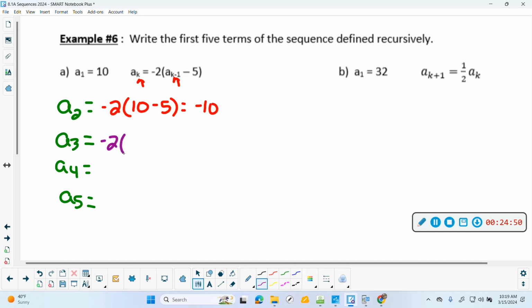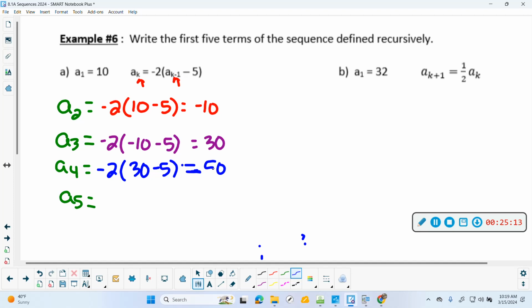Last term minus 5, and then times -2. So calculate that for me. What's that guy? 30. Okay, to get this guy, we're going to do -2 times what? 30 minus 5. So what do you got for this guy? -50. That's a sloppy equal sign. Sorry there. I think my sweatshirt keeps hitting it.